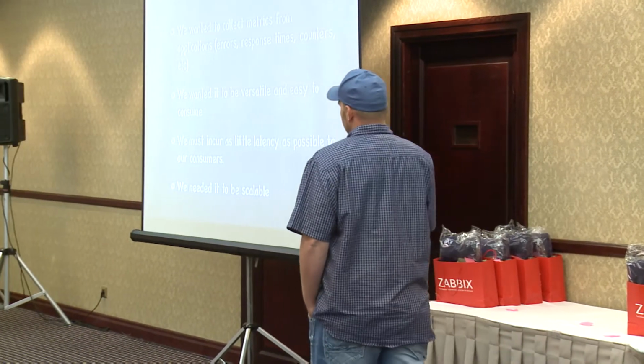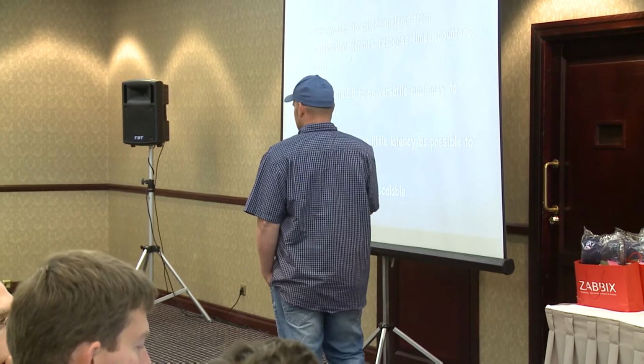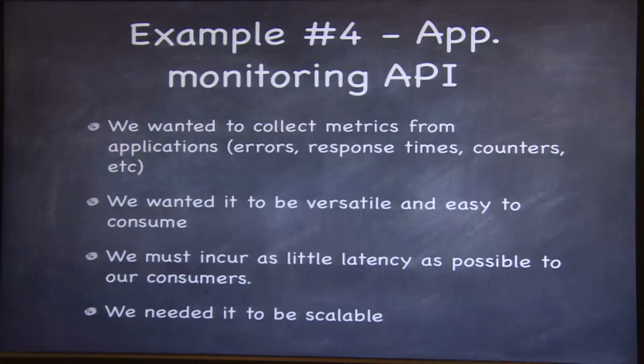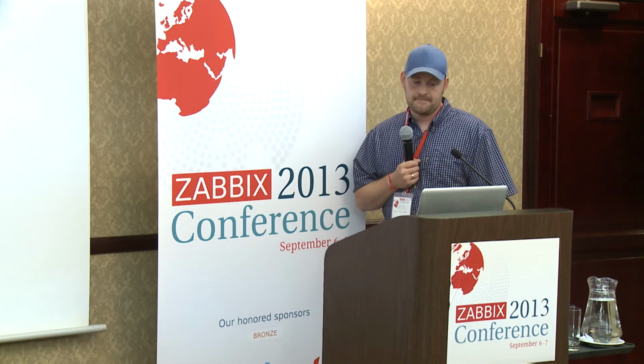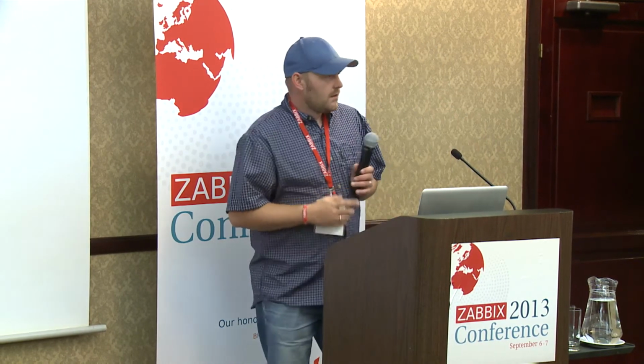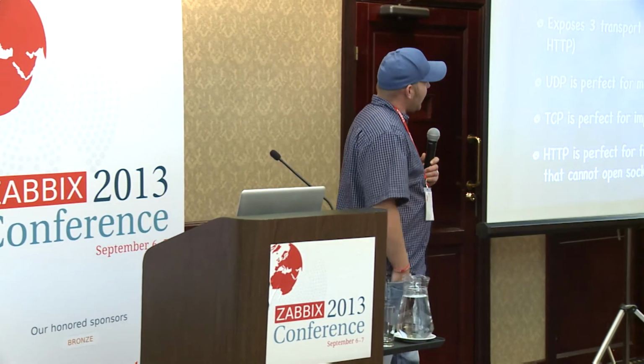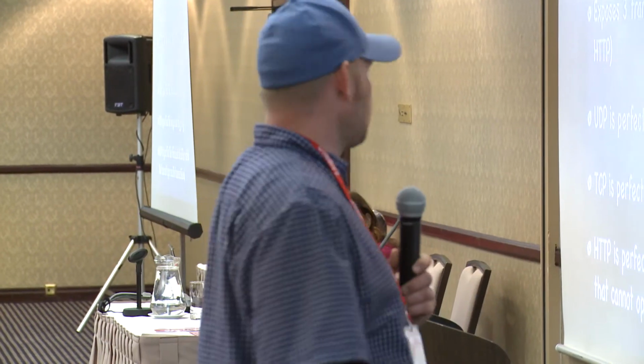And we needed this to be fairly versatile, but first and foremost, it must be easy for various programmers to consume and integrate into applications. We must incur as little overhead or latency as possible to the application that's using our API. And we also needed scalability. So we built a tiny API which can consume JSON or XML messages because we're enterprise.